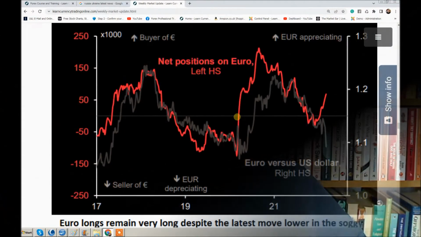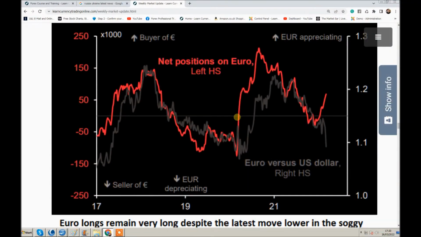Right, just before we go and look at the pairs and the important levels of support and resistance, I just want to look at a few charts in relation to the sentiment towards the euro and also the big picture of why we are long-term bearish of the euro. Okay, just very quickly, I'm just going to go through a few charts. This is the first one here.